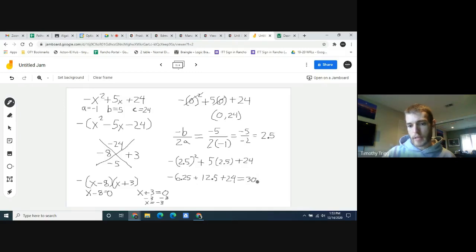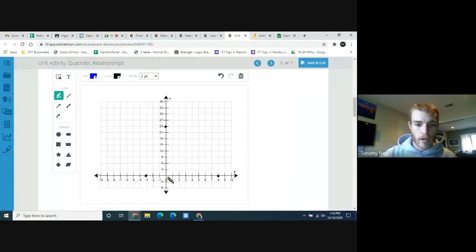Now what does this tell us? This tells us the y-coordinate of the vertex. So now we can graph it. The x-coordinate is 2.5 and the y-coordinate is 30.25. So 2.5 is like here, and you go up 30.25. So just barely above 30, let's say. Right there. All right, so now we can really see what the arch looks like.